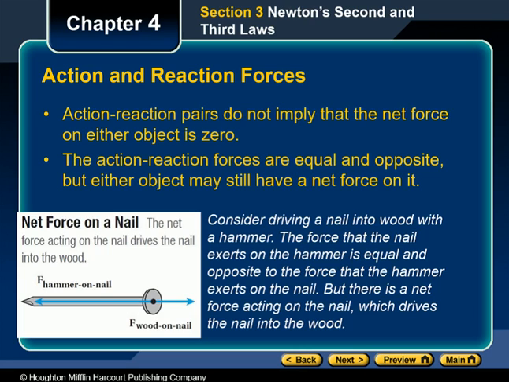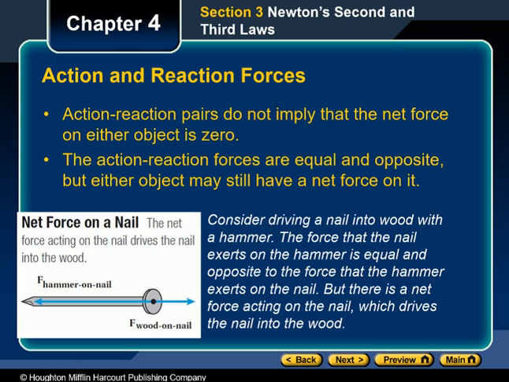An alternative statement of this law is that for every action, there is an equal and opposite reaction. When two objects interact with each other, the forces that the objects exert on each other are called an action-reaction pair. The force that object 1 exerts on object 2 is sometimes called the action force, while the force that object 2 exerts on object 1 is called the reaction force. The action force is equal in magnitude and opposite in direction to the reaction force.